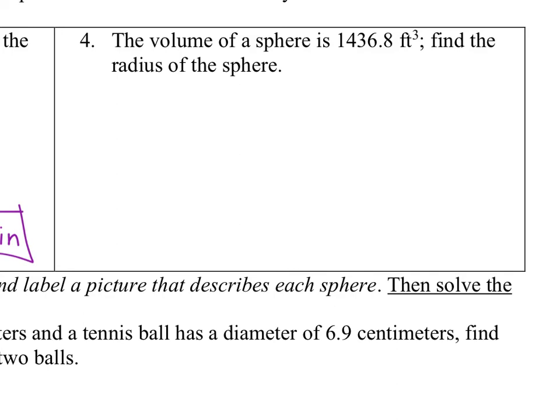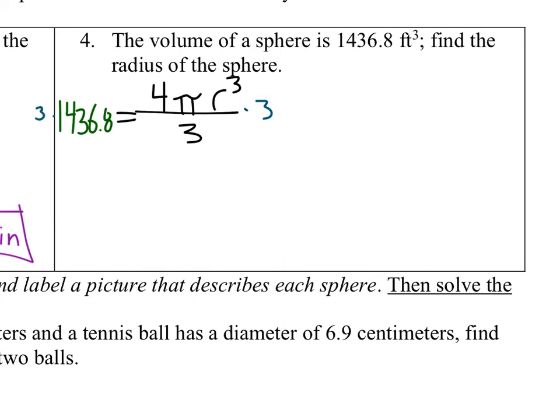Alright, so we need to find the radius of the sphere. Let's write the formula for these. But once again, they've given us the volume, which is 1,436.8 cubic feet. So to solve these, we're going to multiply both sides by 3 first. These cancel. I got 4 pi r cubed still. And now I will divide both sides by 4 pi.